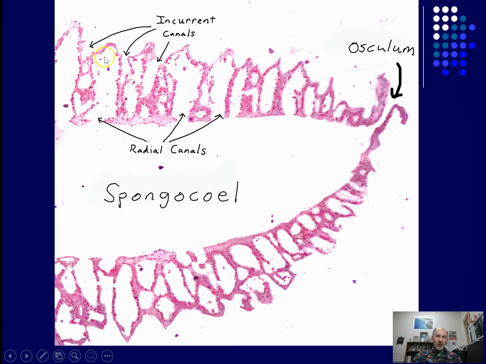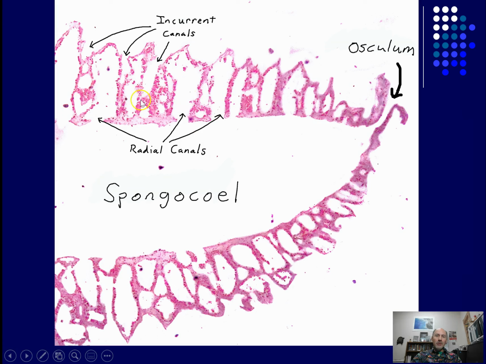Most of them are a little bit off-centered from where they made the slice, but here you can see a definite opening that's going into one. And then you can also see here's the big spongocoel space in the middle right here, and here's the osculum. This is where I probably should have the arrow going the other way, so you see that water is actually flowing out through this hole over here. And then you can see openings from the spongocoel that lead into the radial canals right along there.